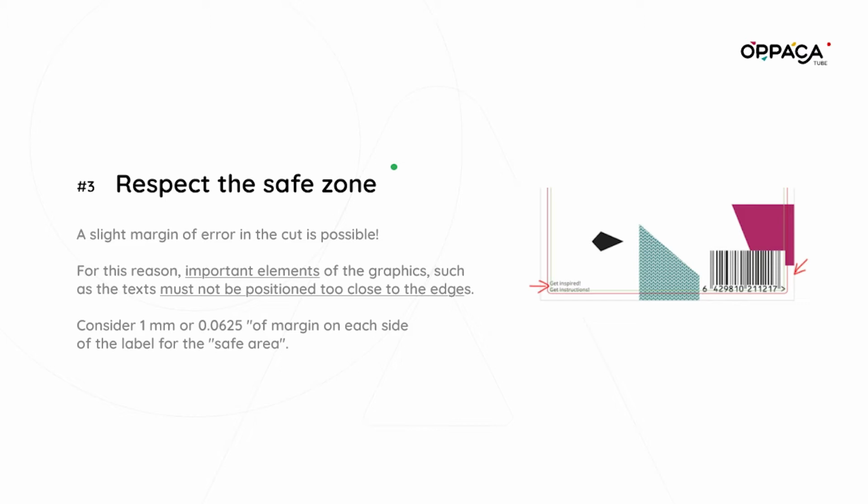For this not to occur, it is important to respect the safe area of the printing and to consider at least 1 mm or 0.0625 inches of margin on each side of the label. For example, if you want to print a 50 by 50 mm label or 2 inches by 2 inches, the safe area will be within 48 by 48 mm inside the die cut.